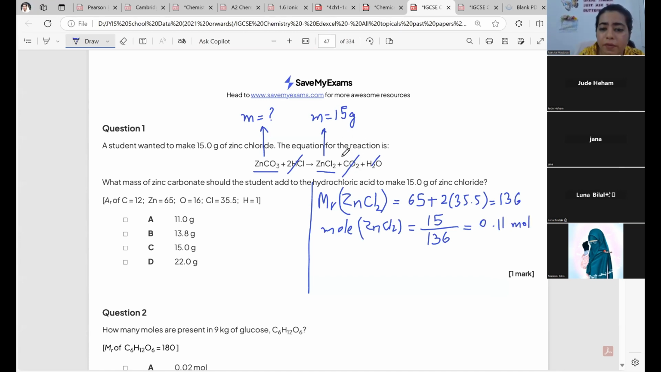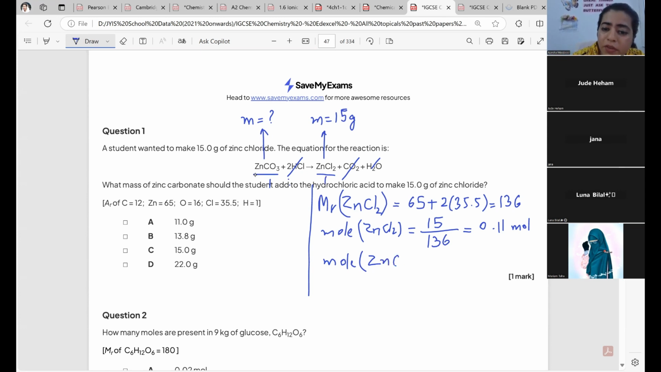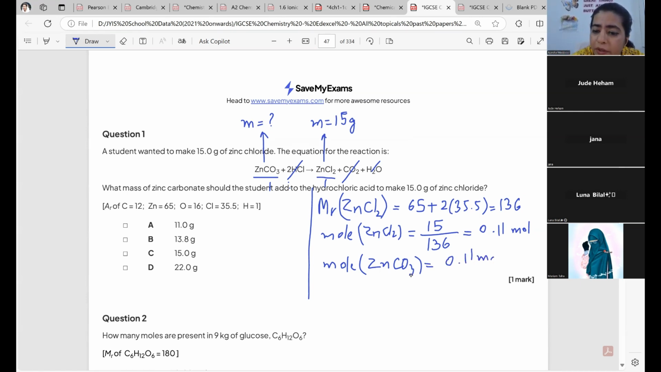Miss, it's a very long number. Yes, so we can just take two or three numbers. That's okay. Now what will be the moles of ZnCO3? 0.11, the same moles because the ratio is 1:1 in the equation. In the exam you will write it this way: MR of ZnCl2, moles of ZnCl2, then moles of ZnCO3, so that everything is clear. It is going to be the same because the ratio is the same. All the steps are clear.